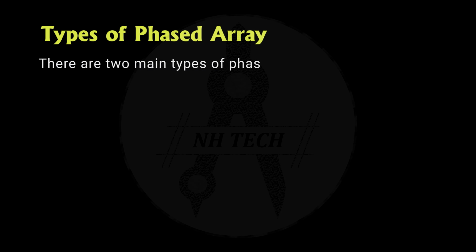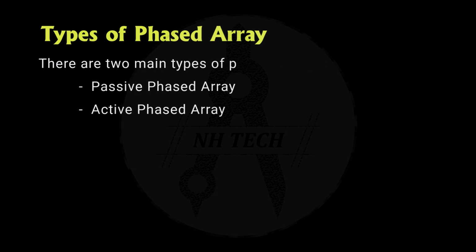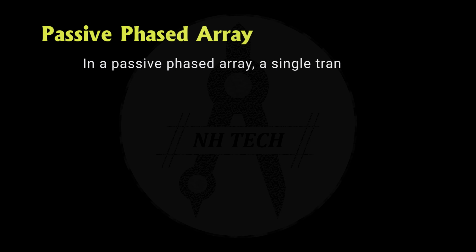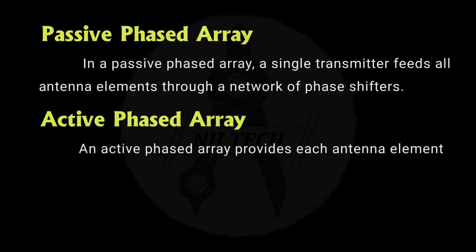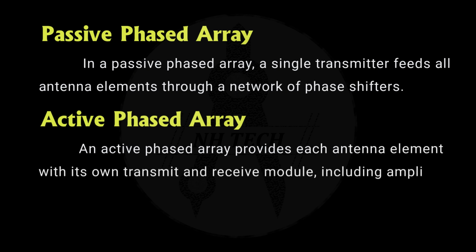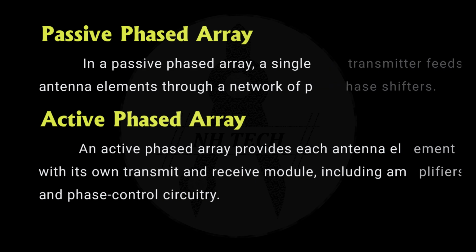There are 2 main types of phased arrays, passive and active. In a passive phased array, a single transmitter feeds all antenna elements through a network of phase shifters. In contrast, an active phased array provides each antenna element with its own transmit and receive module, including amplifiers and phase control circuitry. Although active arrays are more complex and expensive, they offer higher efficiency, better performance, greater reliability, and the ability to generate multiple independent beams simultaneously.